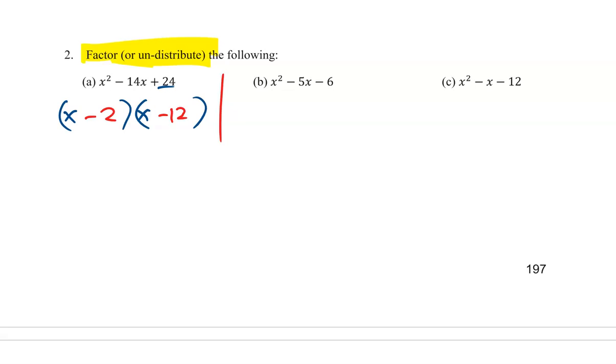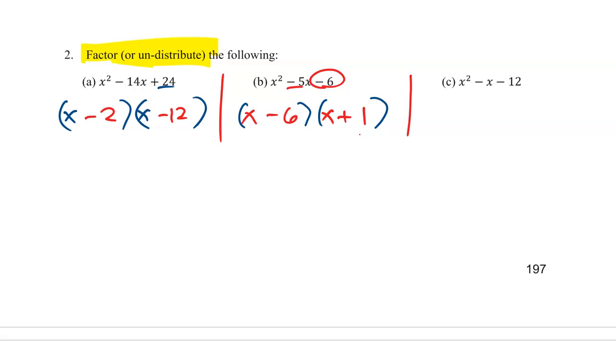B, x squared minus 5x minus 6. So the factors of x squared are x and x, then negative 6. Find two numbers that when you multiply is negative 6 and when you add is negative 5. So yes, that is negative 6 and positive 1. So you can try. Negative 6 times positive 1 is negative 6. Negative 6 plus 1 is negative 5.